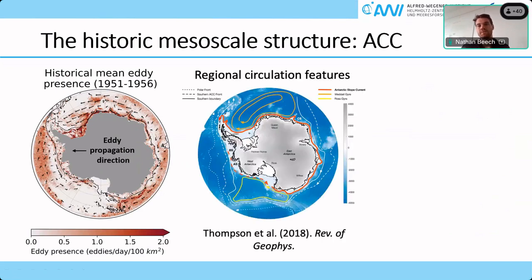And the first circulation feature that I'll start with, even though this is not the focus of the study, is the ACC. So this is fairly well understood, but it's around the periphery of our study region. So we can see its effects. Basically, we have this very energetic eastward propagating current.